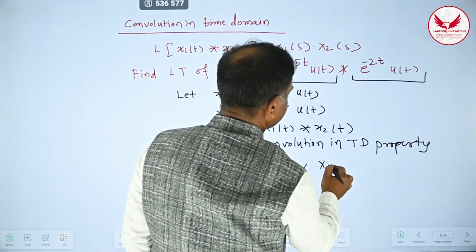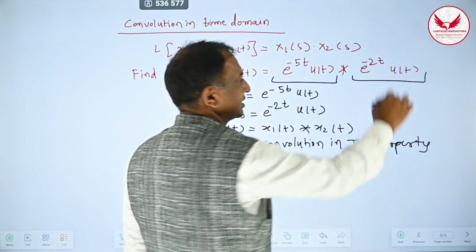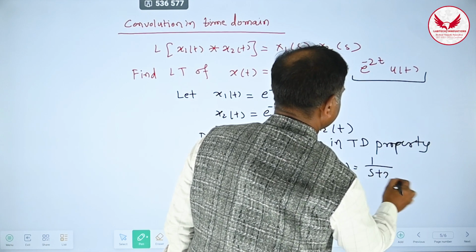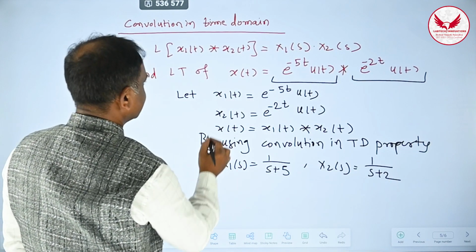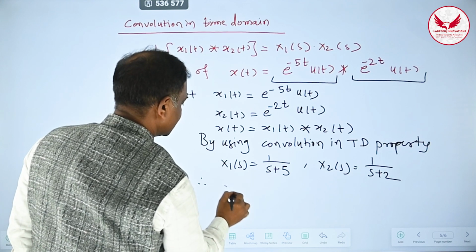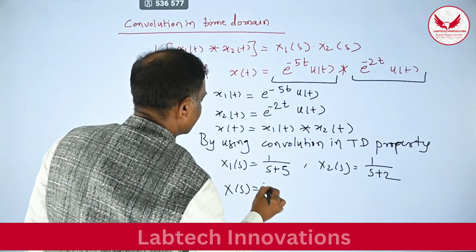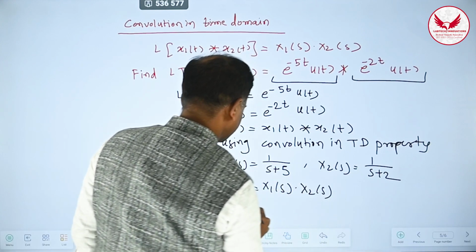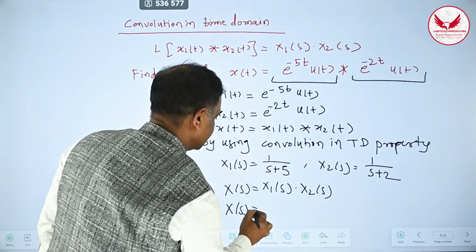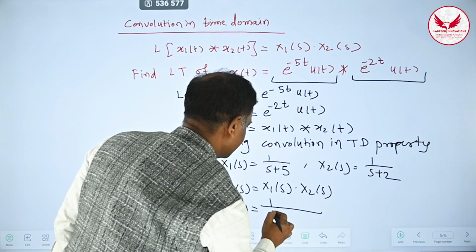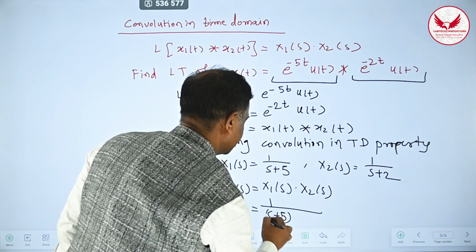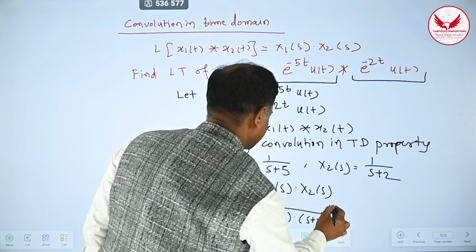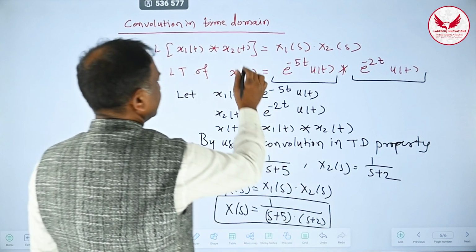Then X2 of s, the Laplace transform of e raised to minus 2t u of t, is equal to 1 upon s plus 2. So therefore, the Laplace transform of this whole signal, that x of t, that is X of s, is equal to X1 of s into X2 of s. So this X of s is equal to 1 upon s plus 5 into 1 upon s plus 2. So it is the final answer of this problem.